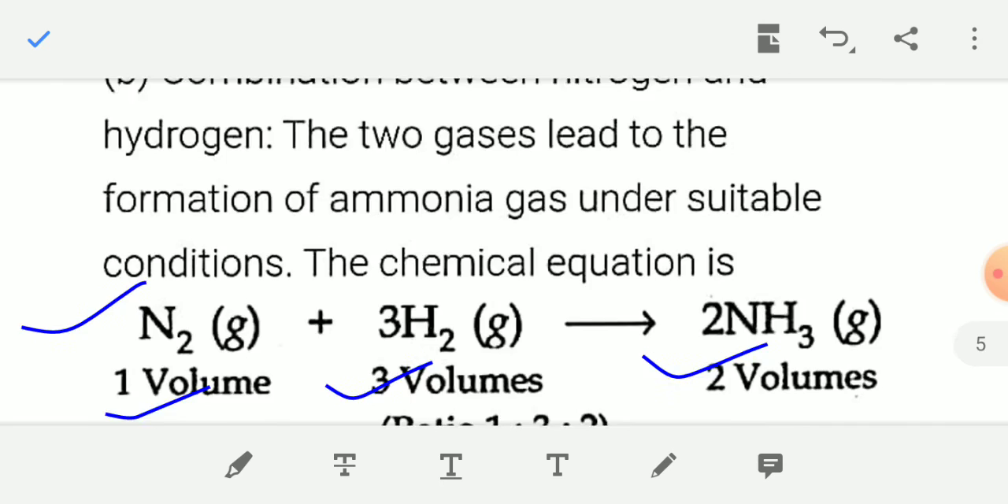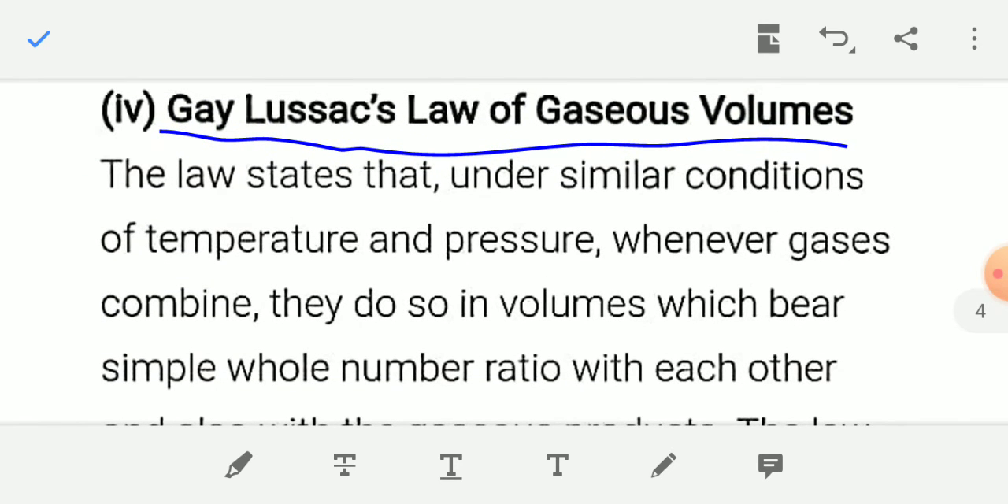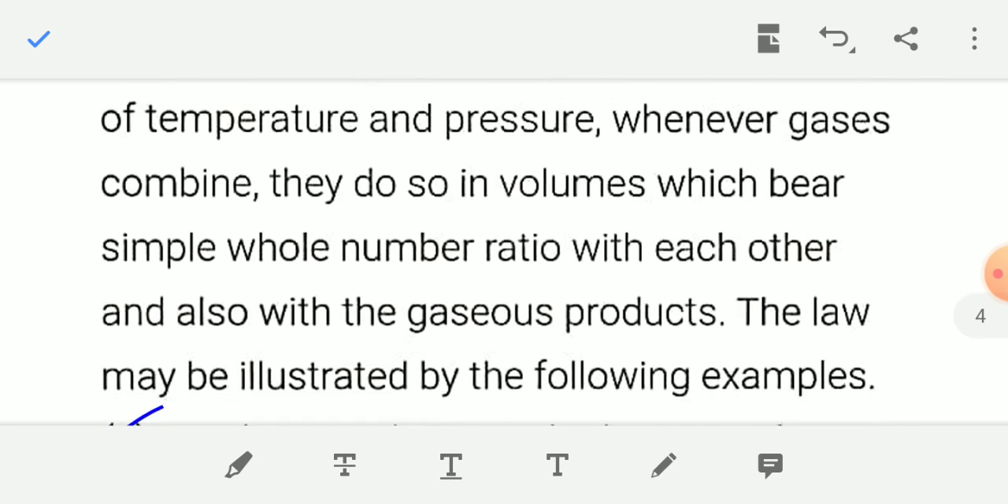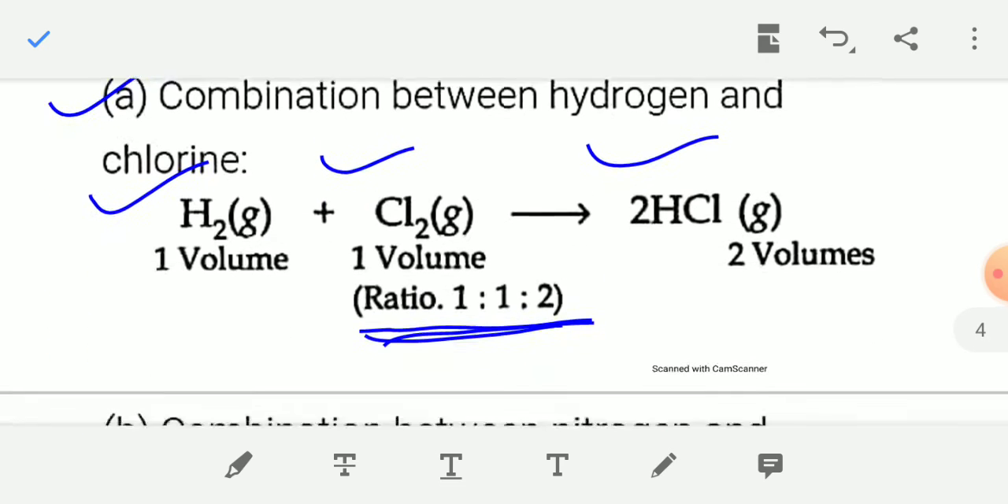Okay. So according to Gay-Lussac law of gaseous volume, under similar conditions of temperature and pressure, whenever gases combine, this law is applicable for gaseous reactions. Okay, remember that Gay-Lussac law. So according to this law, when gases combine, they do so in volumes which bear a simple whole number ratio with each other and also with the gaseous product.